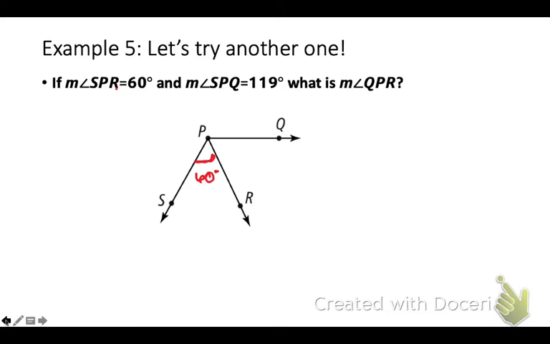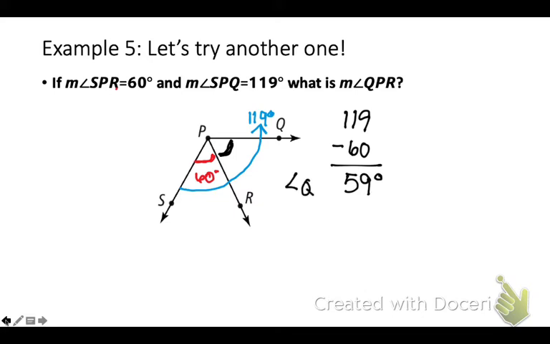And then SPQ, well, SPQ, that's the whole thing, isn't it? So the whole thing equals what? 119. So what does that mean that in here equals? How are we going to find it? Subtract it. So you're going to 119 minus 60. And I think you get 59 degrees, correct? Yes. Angle QPR, measure of angle QPR equals 59 degrees.